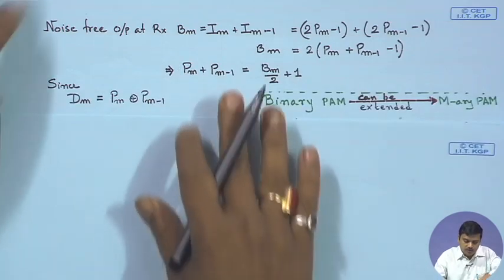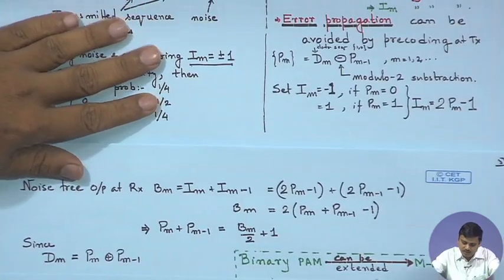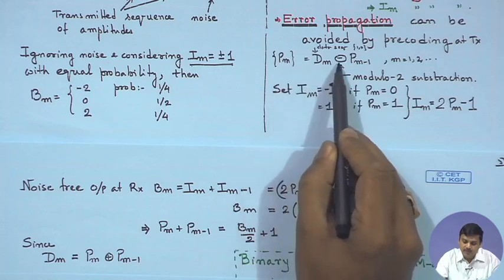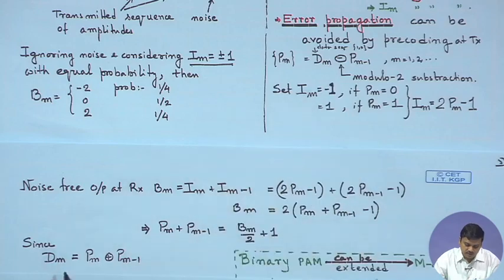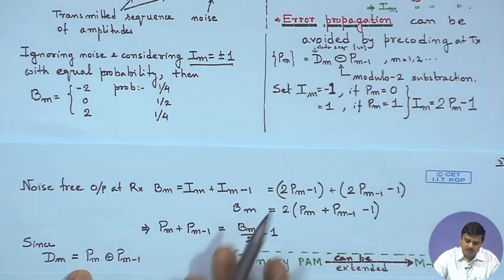Now, since we know that by this expression P m is equal to d m modulo 2 subtraction P m minus 1, therefore, from this we can say d m is equal to P m modulo 2 addition of P m minus 1.